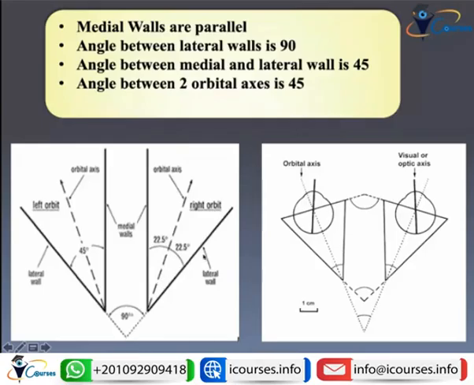The angle between the lateral wall and the medial wall is about 45 degrees, as you can see here. And if we have a line bisecting the right orbit and the left orbit, then this line will be called the orbital axis. If we join the two orbital axes together, they will form again an angle of 45 degrees. So bear in mind these numbers because sometimes they are asked in the exam. Just remember that the medial walls are parallel, the lateral walls are perpendicular, the orbital axes are 45 degrees, and the medial and lateral wall is 45 degrees. I hope that it's clear.